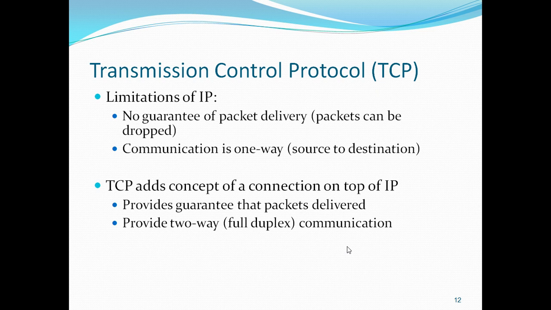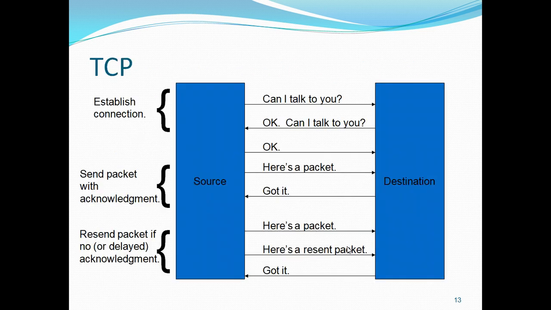To overcome all the limitations of IP, there is another protocol called TCP. TCP adds the concept of a connection on top of IP. It provides a guarantee that packets will be delivered, and it also provides two-way communication, that is full duplex, from the source to the destination and from the destination to the source. Communication is provided in both ways.